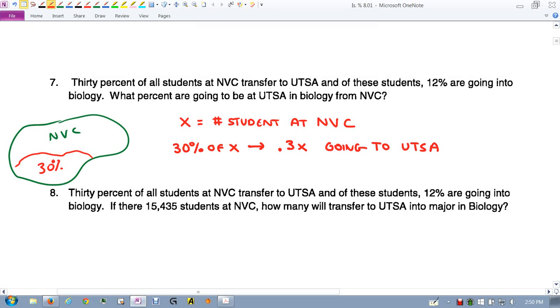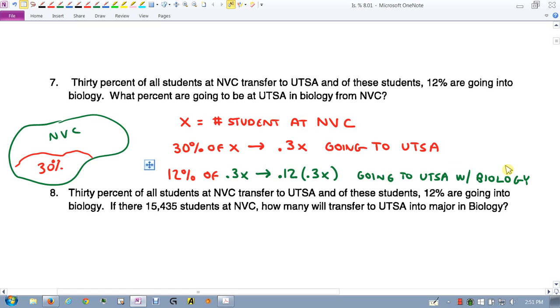Then, of that, 12% of those students are going into biology. So 12% of what, though? The 0.3x are going to biology. So how do I rewrite 12% as a decimal? 0.12. Of is multiplication, 0.3x. And this is going to UTSA with biology.